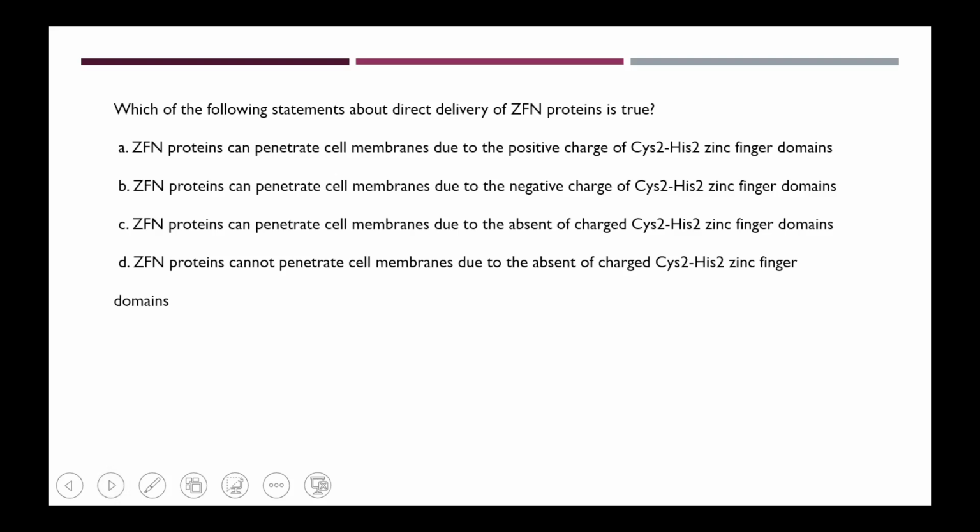Which of the following statements about direct delivery of ZFN proteins is true? Yeah, it can penetrate the cell membrane. So the cysteine and histidine have a positive charge on them, right? Due to the presence of the positive charge in this zinc finger domain, they can penetrate the cell membrane. So that will be the correct option.